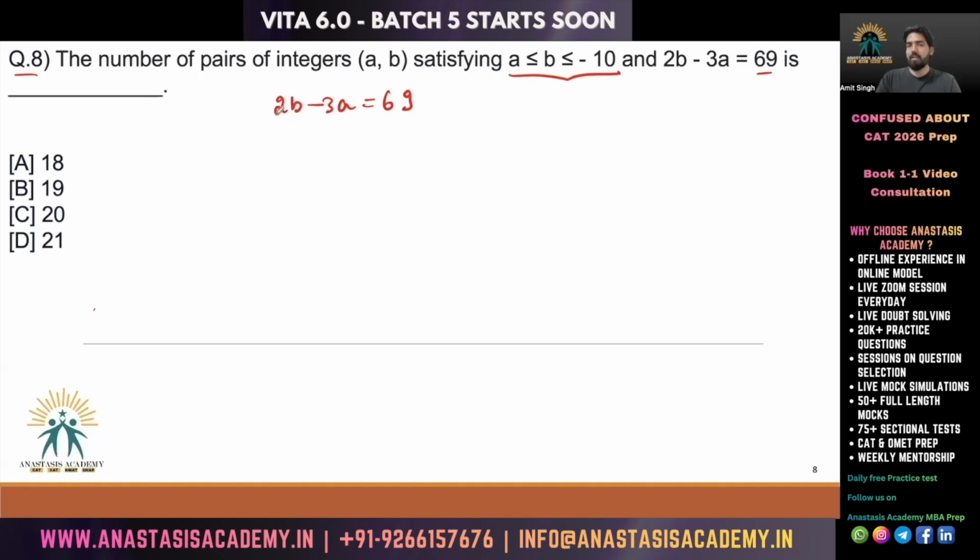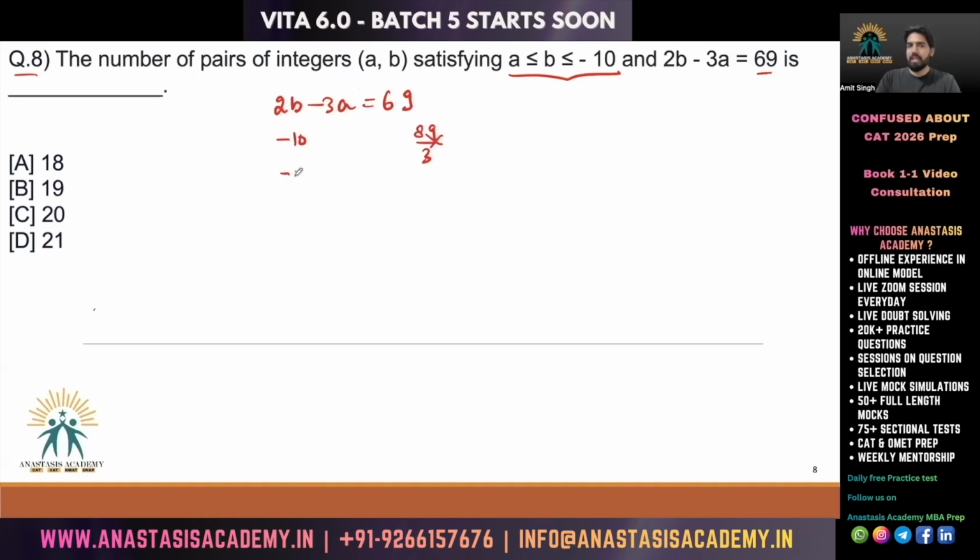So first I know that I need to find the integral solutions for this equation, and those integral solutions must satisfy this condition that the solution for a and b must be less than or equal to -10. Let me just find the value of b that is around -10. Let's put b is equal to -10. So what does it become? 20 goes to the other side, it becomes 69 plus 20, 89. Divide by 3. I cannot divide it by 3. A would not be an integer.